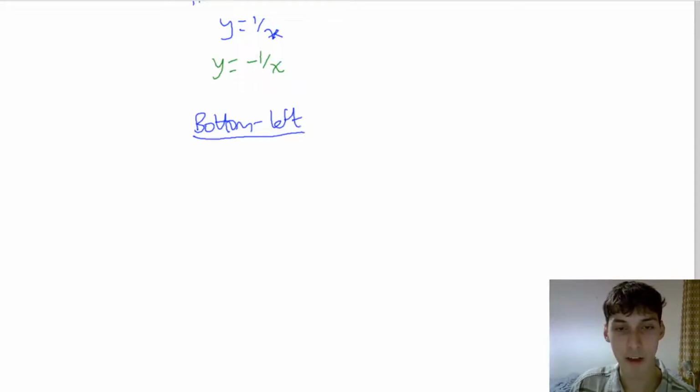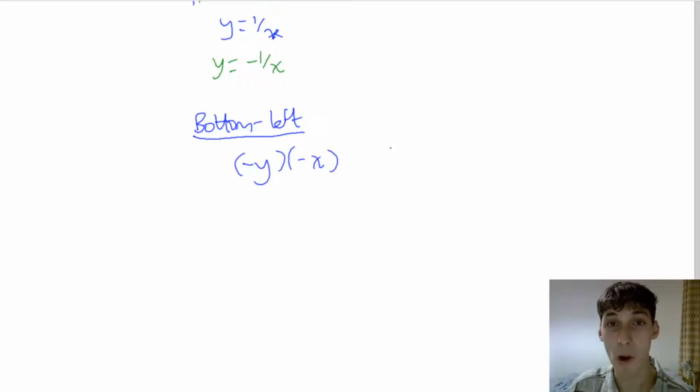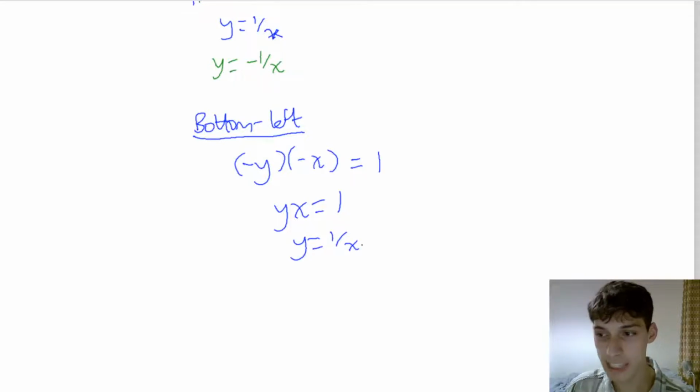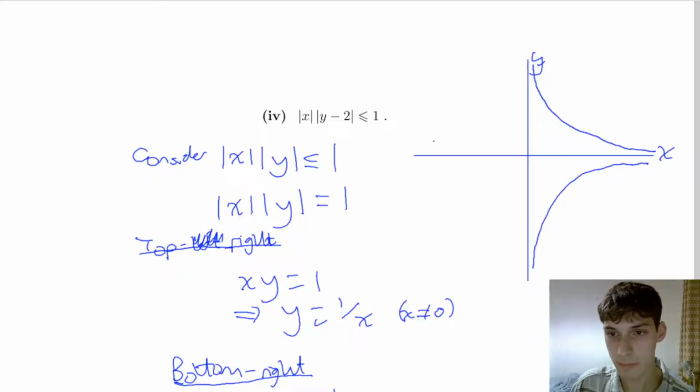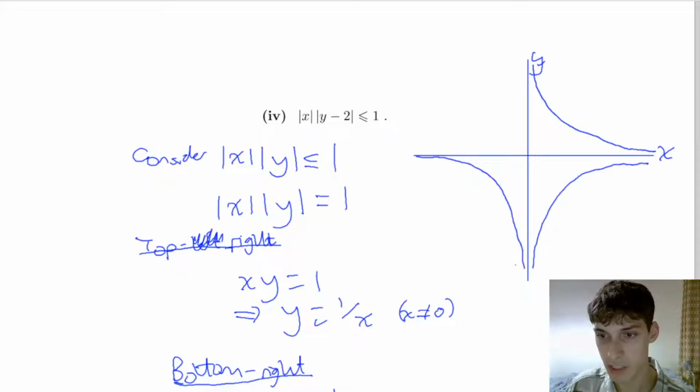then we have minus y times minus x, because they're both negated by the modulus signs, is equal to 1. So yx is equal to 1, so y is equal to 1 over x, which again we know. So we can just sketch that on like this, because it's just the bottom left quadrant.